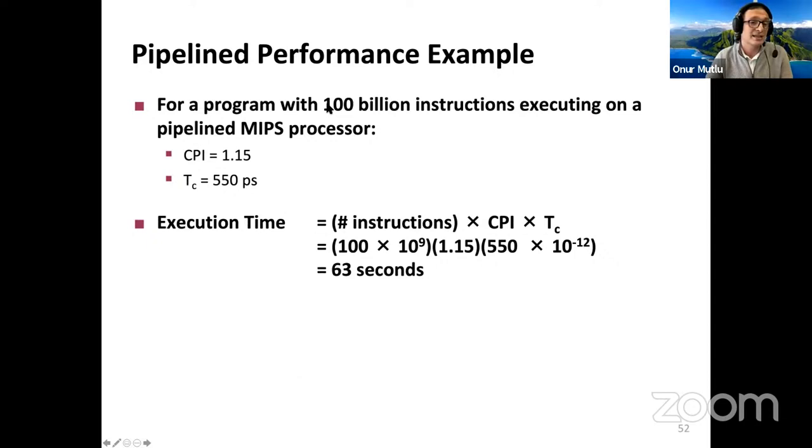Let's take a look at what happens to the performance of a program with 100 billion instructions executing on our pipelined processor. Remember the execution time equation? We have number of instructions times cycles per instruction times clock cycle time. We calculated CPI, we calculated clock cycle time, and we are given 100 billion instructions. So this program with 100 billion instructions takes 63 seconds.